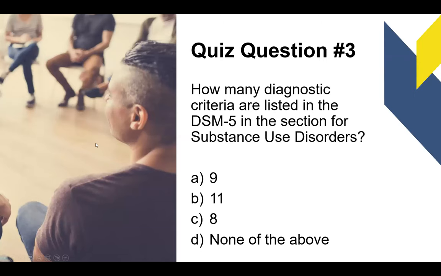Here we go. Quiz question 3. How many diagnostic criteria are listed in the DSM-5 in the section for substance use disorders? This is like low-hanging fruit. You guys have got this. I set you up for this. I want to set you guys up to succeed. How many? Yes, Richard, the big 11, we know this.